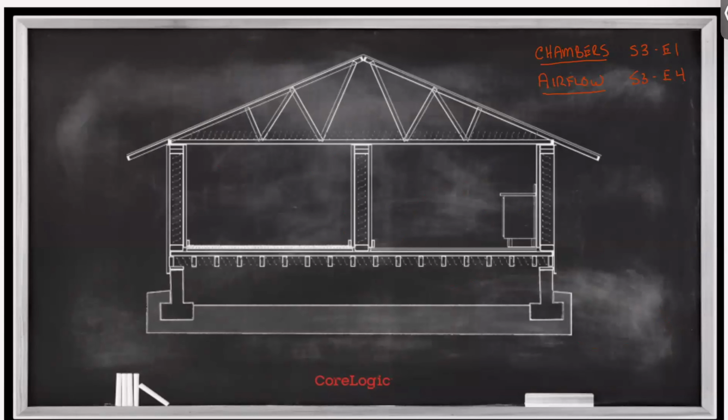Now, the next factor we need to drill into with humidity control deals with the other elements of establishing a drying environment. And two big elements I want to talk about: managing drying chambers, and managing airflow, because both of these are very critical in properly establishing humidity control.